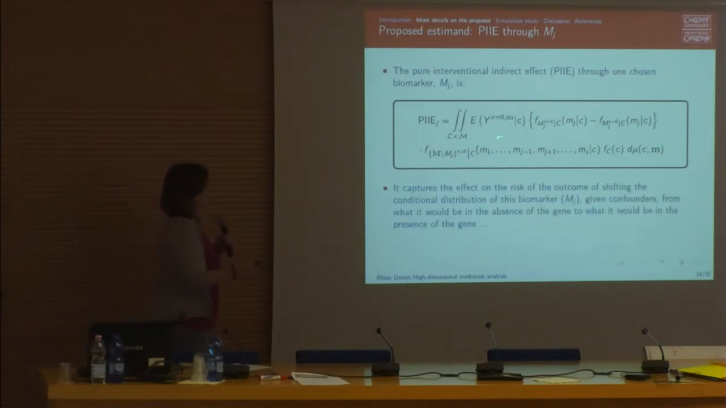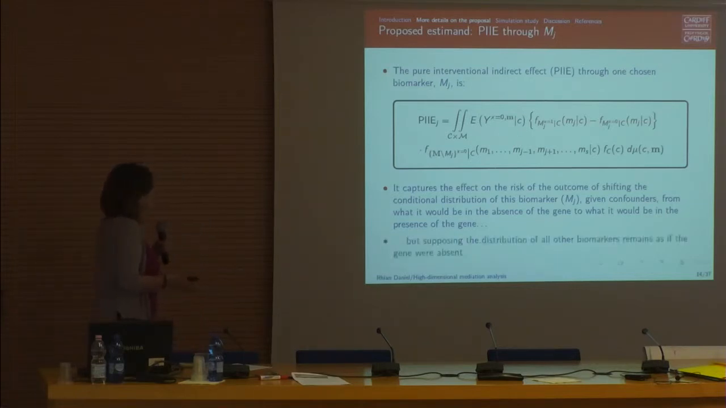This difference in densities means that what we're capturing is the effect on the risk of the outcome of shifting the conditional distribution of a particular chosen biomarker, that I'm now just calling MJ, an arbitrarily chosen biomarker out of our huge set, given confounders, from what it would be in the absence of the gene to what it would be in the presence of the gene. This is this change in distribution here. And supposing that the distribution of all other biomarkers remains as if the gene were absent. So this is just a way of quantifying the indirect effect through a particular biomarker.